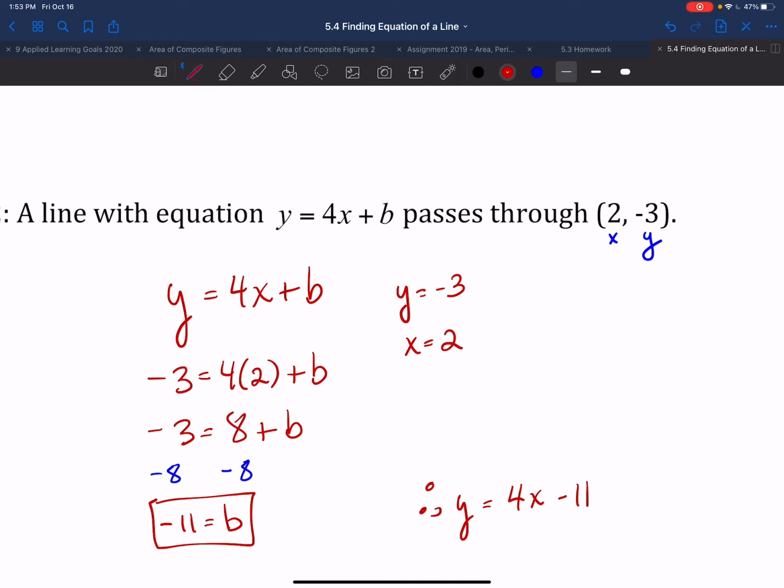For x minus 11. So this is the only line that has a slope of 4 and passes through 2, negative 3.